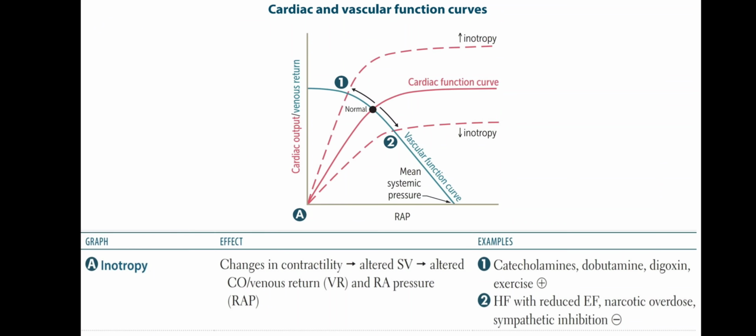Now let's read about cardiac and vascular function curves. First one is inotropy. If there is change in the contractility, there will be altered stroke volume and altered cardiac output, venous return, and right atrial pressure. Inotropy is increased by catecholamines, dobutamine, digoxin, exercise. It is decreased by heart failure with reduced ejection fraction, narcotic overdose, sympathetic inhibition.